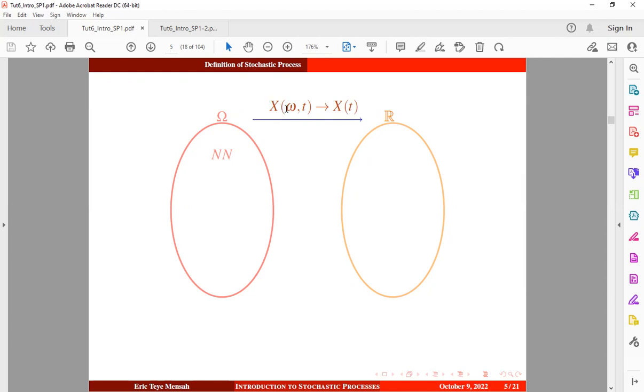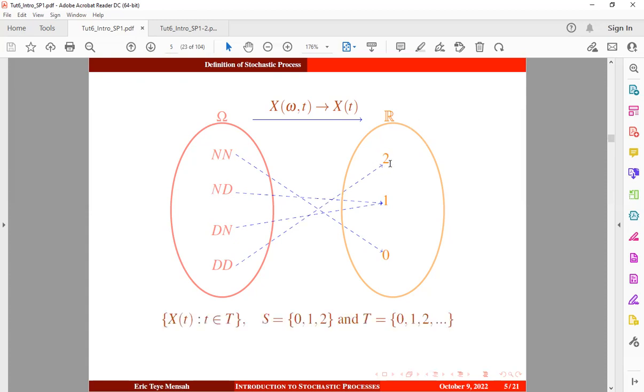So if we replace omega with this element, it gives us an output of 0 because it cannot detect any defective components, okay? If we replace omega with these two elements, it's given us an output of 1 because it can now detect one defective component in each, okay? And once we replace omega with this element, it gives us an output of 2, so it can now detect two components that are defective, okay? All right, so we can basically represent this process in this form, okay?